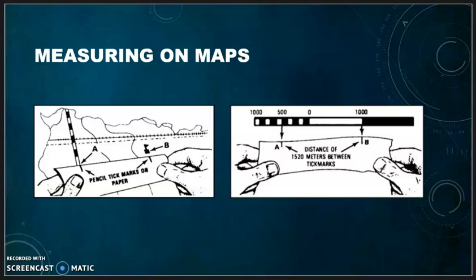So, measuring on maps: when using a scale bar or a graphic scale, you can use that bar to measure the distance directly on the map. In this example here, we see that we've taken a piece of paper and created tick marks between 2 different points on the map. And then we could take our paper over to the scale bar with our 2 tick marks and measure the distance between those 2 points on the map.